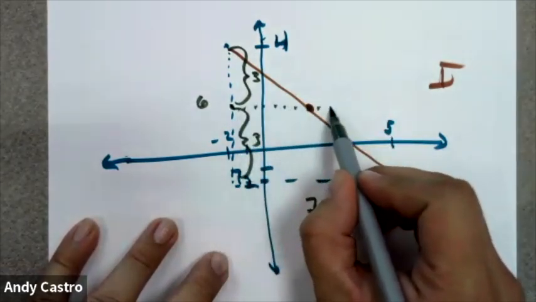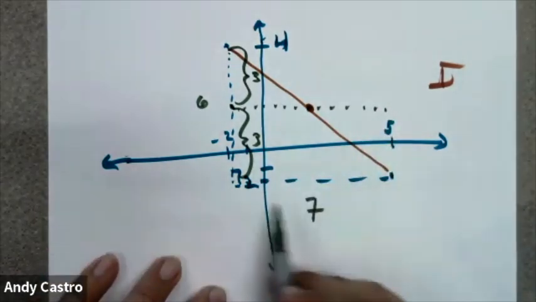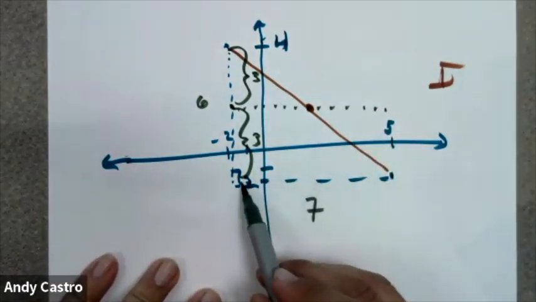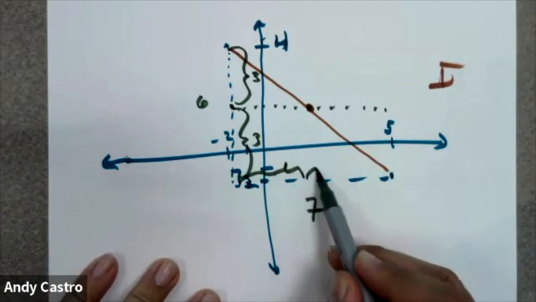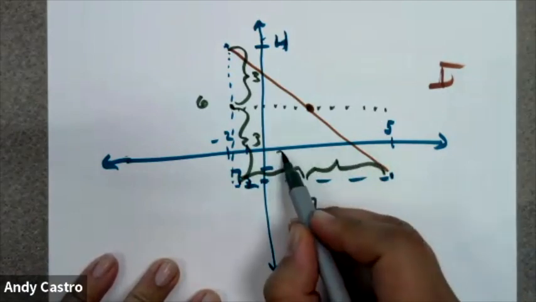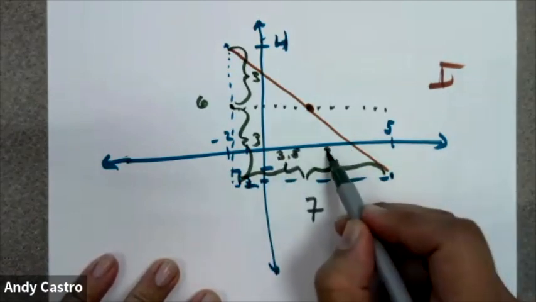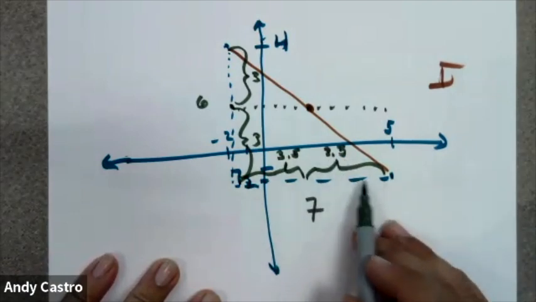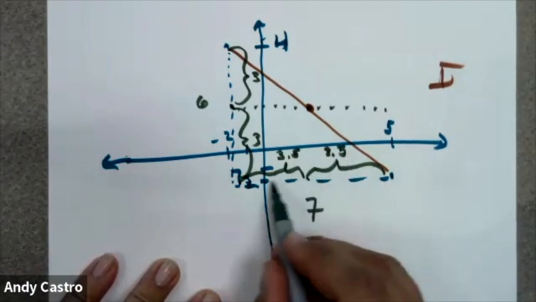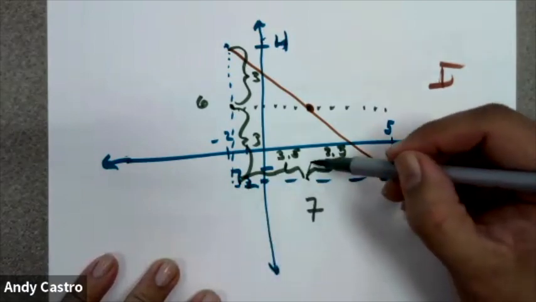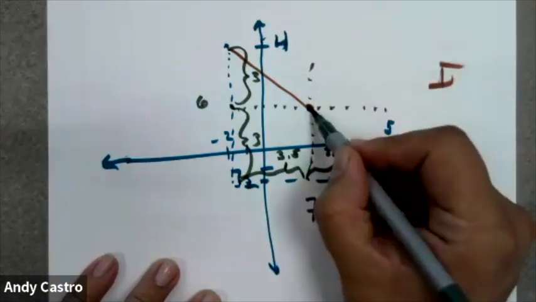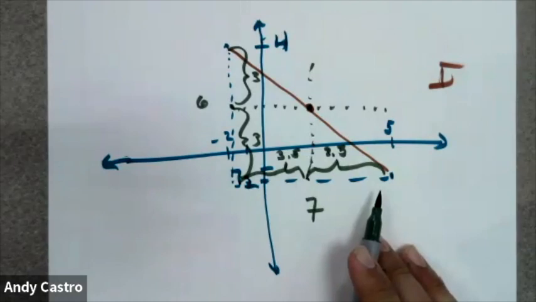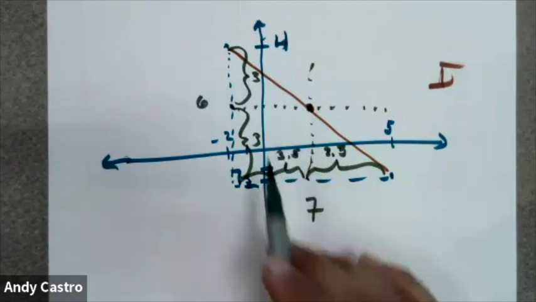We can kind of extend that out. Then we could do the same thing here. The half point of here would be 3.5. 3.5 to the midpoint, another 3.5 to get there. So if we combine these two ideas, we know that we can find our midpoint.